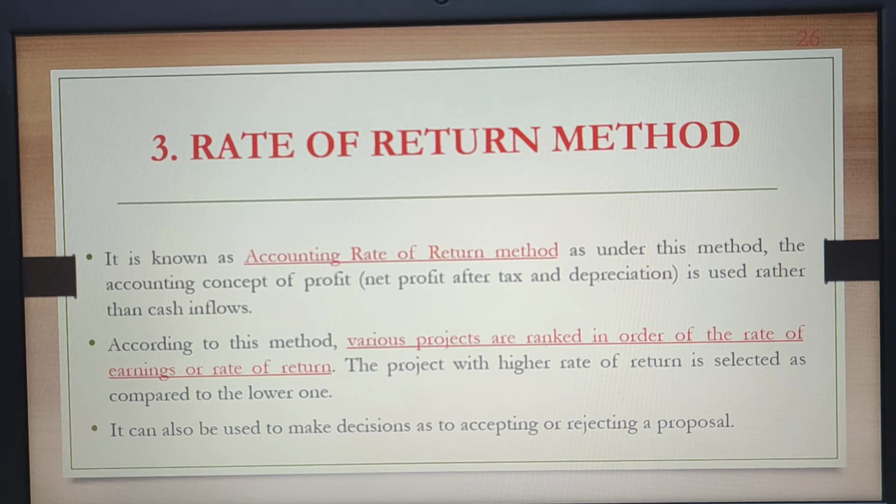This method is also known as the accounting rate of return method, as under this method the accounting concept of profit is used rather than cash inflows. According to this method, various projects are ranked in order of the rate of earning or the rate of return. The project with higher return is selected as compared to the lower one. It can also be used to make a decision on accepting or rejecting a proposal.